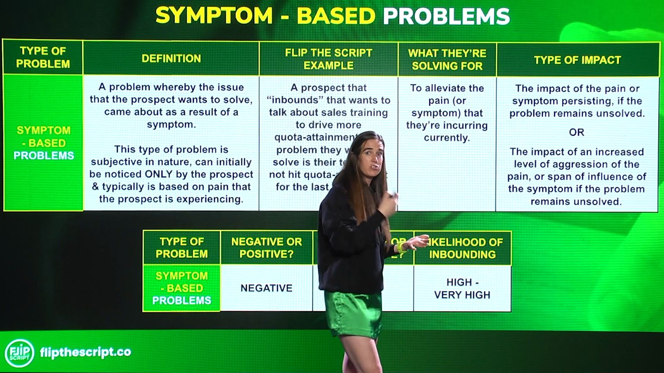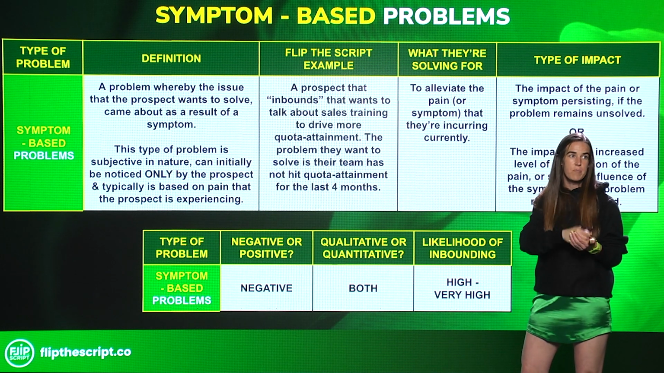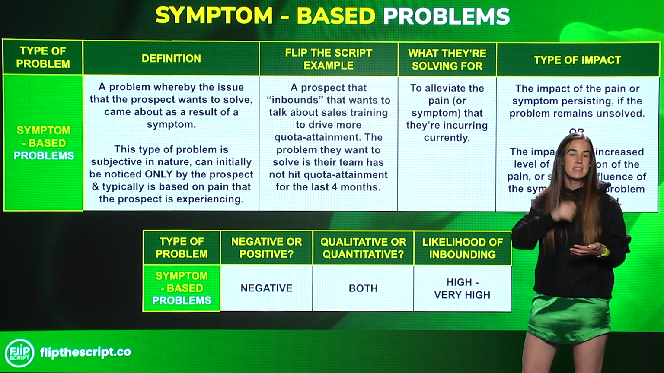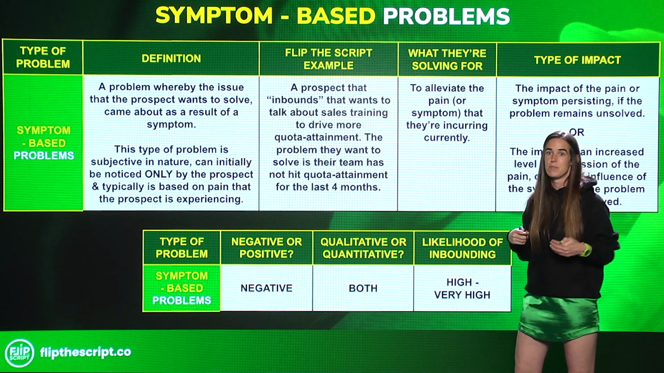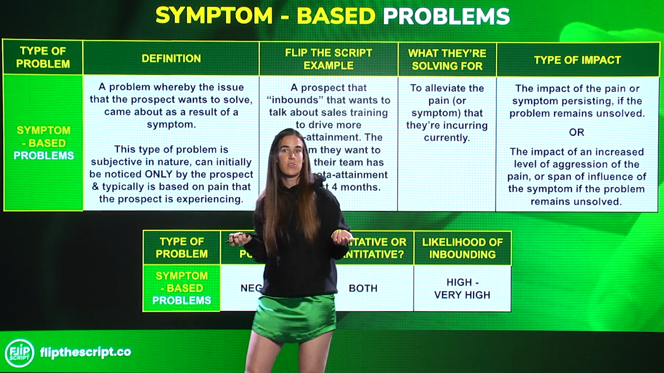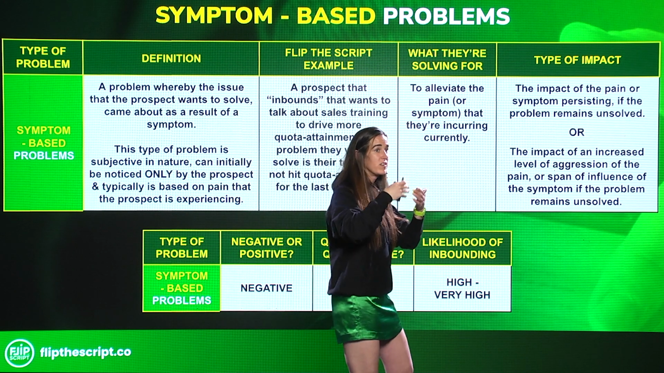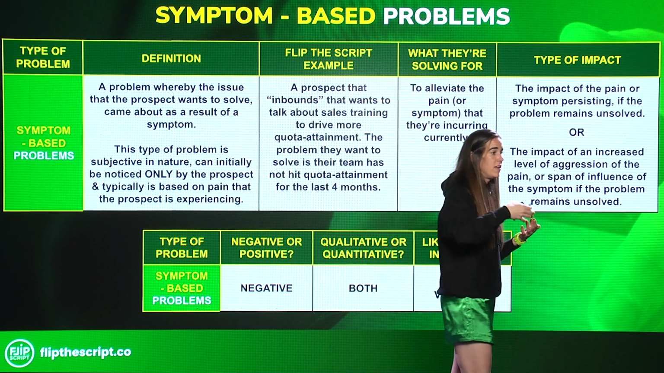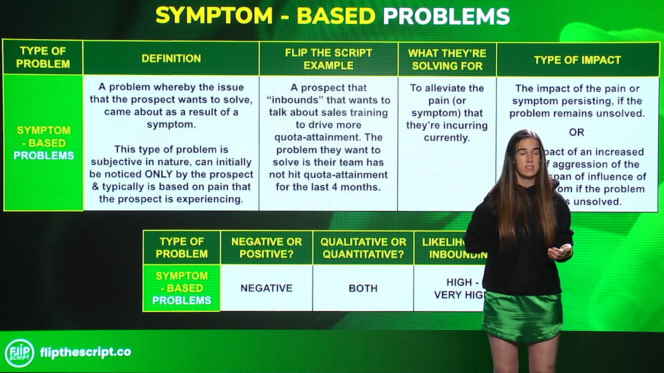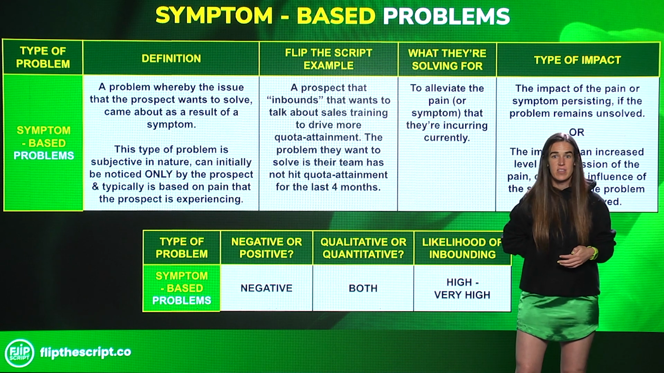So it's a symptom, it's usually pain-based, and what they're solving for, if you will, is to alleviate the pain in the present. They aren't hitting quota, and they want to hit quota so that they discontinue the negative impact that's happening to them presently. The impact if it goes unsolved is that the pain and the symptoms persist, typically with an increased level of aggression depending on how long the problem has been going on. Usually problems get worse, not better, but they would persist if they don't solve for it.